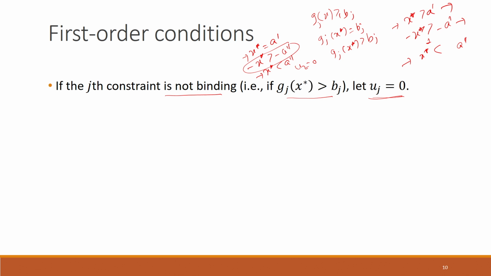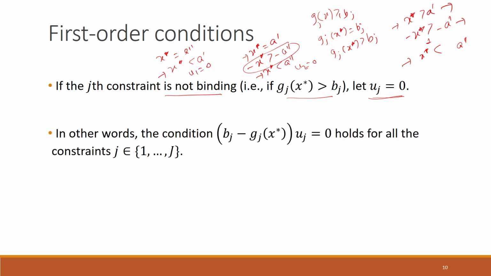And similarly, when we had the last case where x* was equal to a'', this automatically means that x* is greater than a', because the way we had defined it was that a' is less than a''. So in that case this is the non-binding constraint, and therefore u1 will be equal to 0.